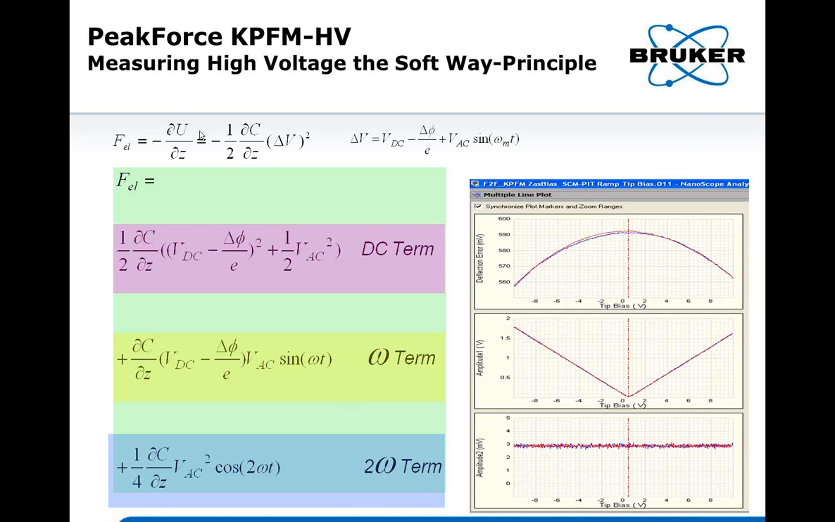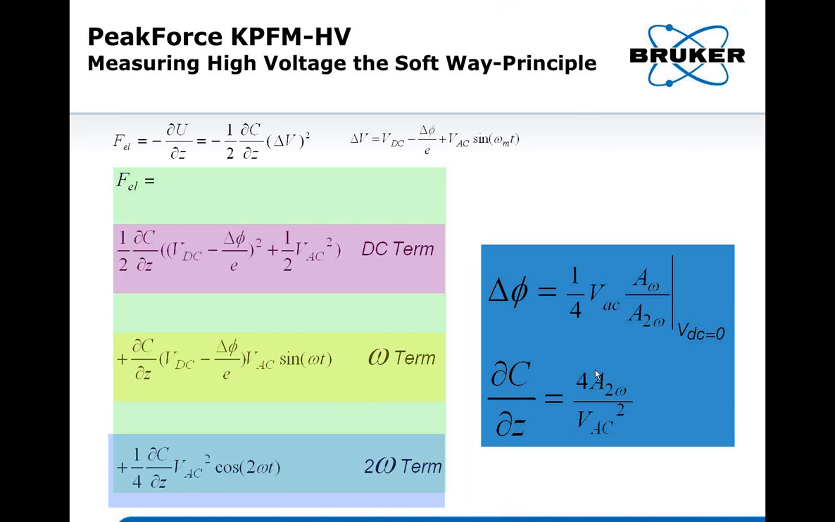Basically, it comes back to this parallel capacitor model. If you apply a voltage, there will be this omega term. Let's say you apply a bias at a frequency omega, and you look at that term, and also look at the 2 omega term. You can calculate the electrical potential using this formula.